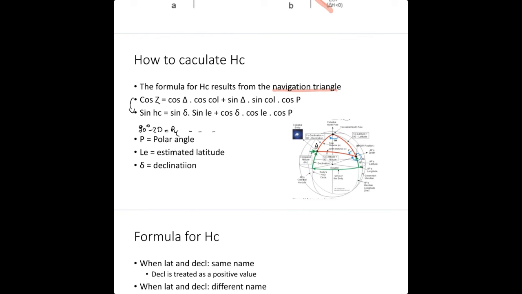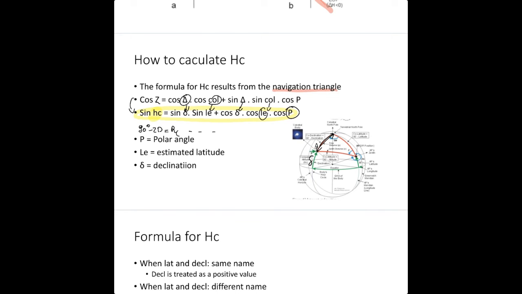So we know that the cosine of z is the sine of hc. Col becomes LE, polar distance becomes declination, because we know if this is our polar distance, this is our declination. Col becomes LE if we change cosine to sine, and so this way we can end up with this formula here. And this is the basic formula in order to calculate our calculated altitude. So here again the same thing, polar distance becomes declination, col becomes L, and P remains the same.